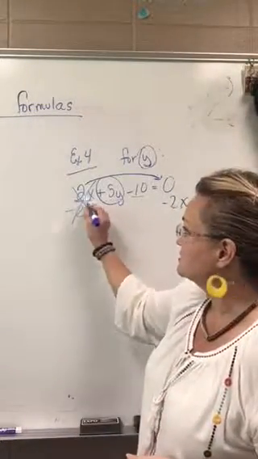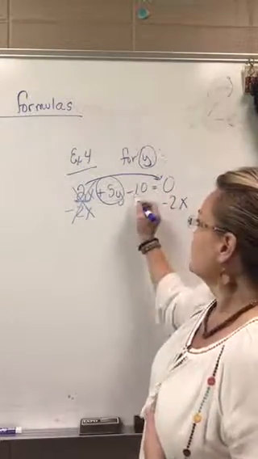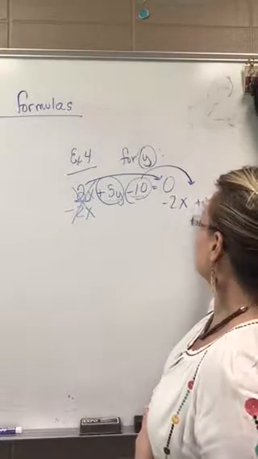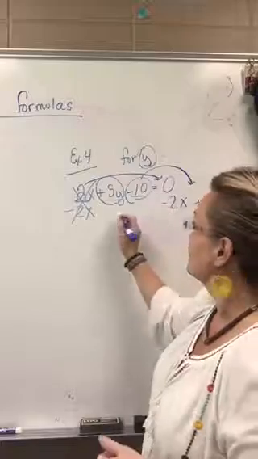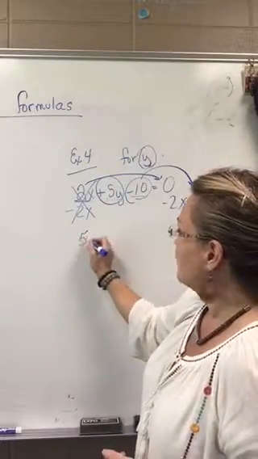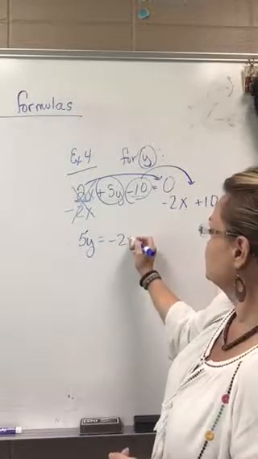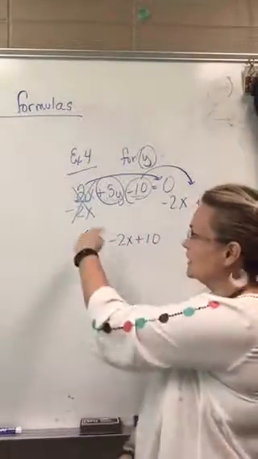Right here is a positive 2x. When I move it across, it becomes a minus 2x. Same thing for this minus 10. I'm going to move it across, and it will be a plus 10. Now, there wasn't anything over there to start with, so it's just 0. So now what we've got, the 5y is on the left side, and on the right side, we have a negative 2x and a positive 10. So we're making progress to get the y alone.